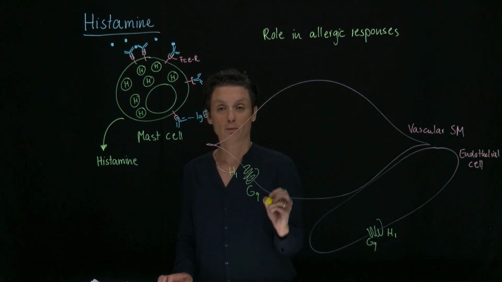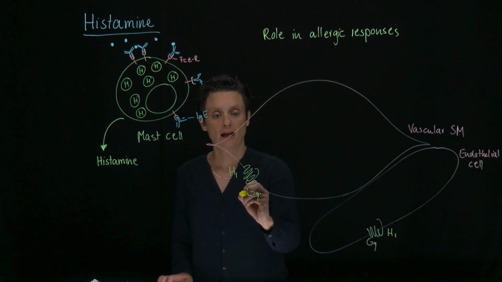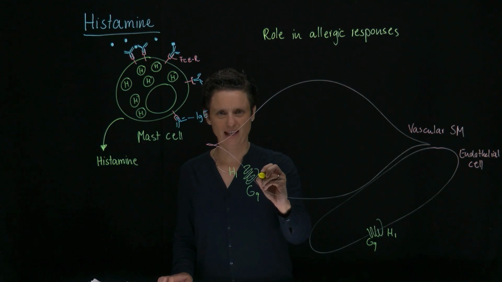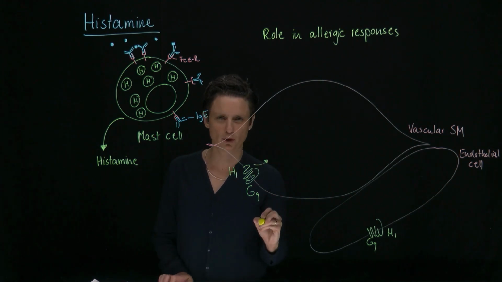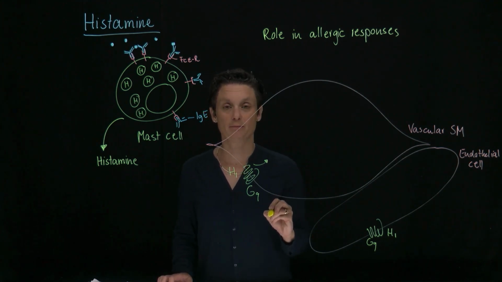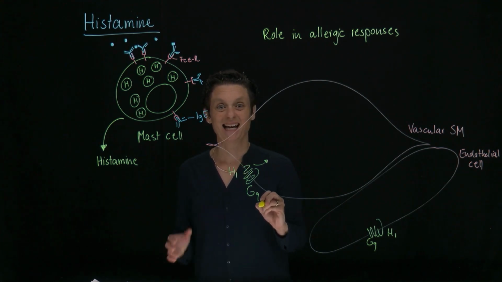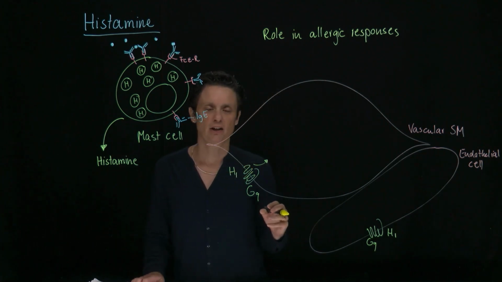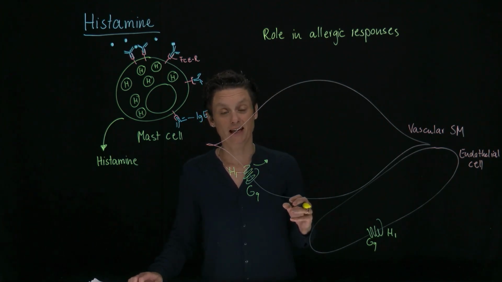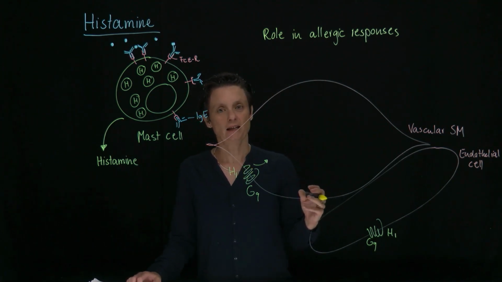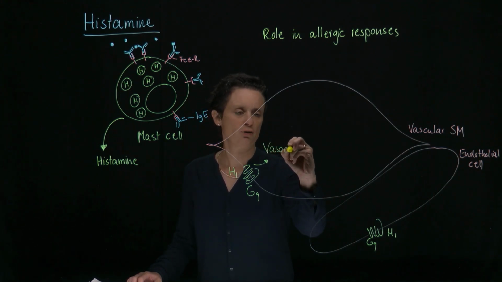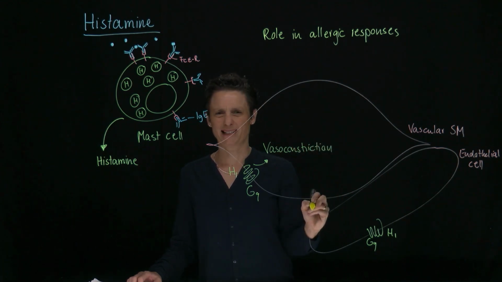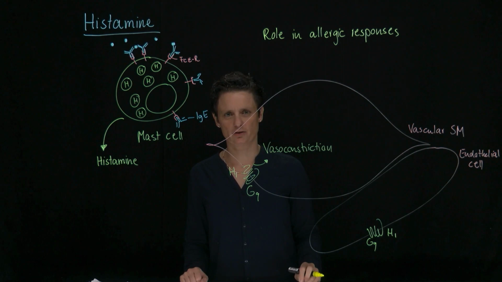And we know what happens when you stimulate a Gq coupled receptor on a vascular smooth muscle cell. You're going to get more calcium. Calcium binds to calmodulin. That's going to activate myosin light chain kinase. A kinase phosphorylates. So it phosphorylates myosin light chain, and then actin can interact with it, and you're going to get vasoconstriction. But that doesn't make sense because we said the blood pressure is going to drop.